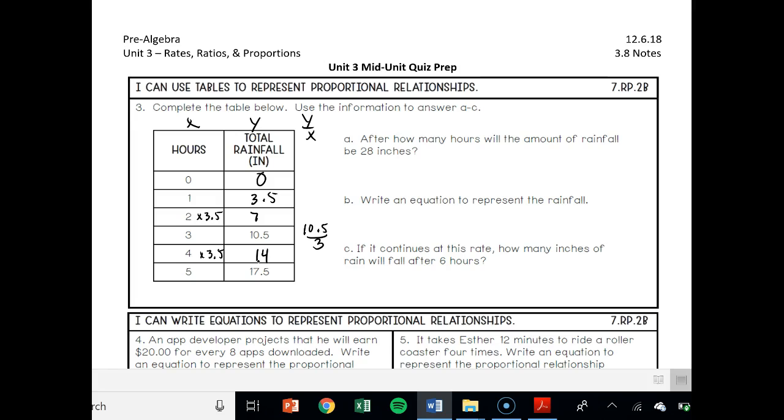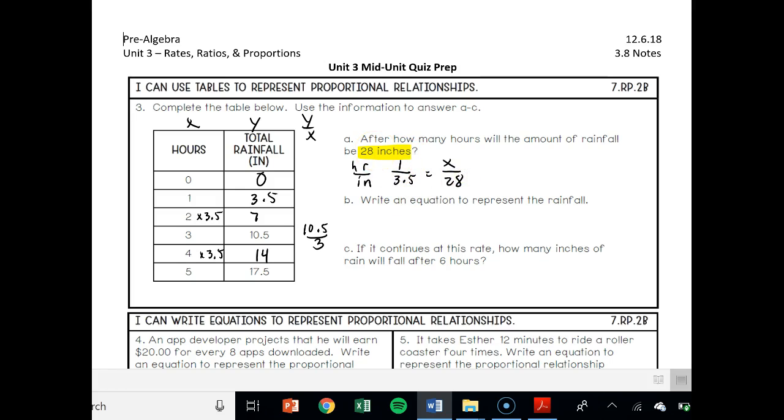So it says, after how many hours would the amount of rainfall be 28 inches? We actually have ratios here. We know what 1 hour is, right? So we've got hours over inches, and for 1 hour, we have 3.5 inches. So basically, we're just trying to find x over 28, right? So we're using that unit rate of 1 over 3.5 to start.